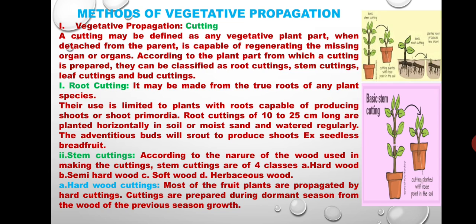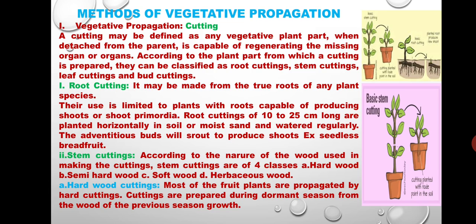It may be made from the true roots of any plant species. Their use is limited to plants with roots capable of producing shoots or shoot primordia. Root cuttings of 10 to 25 centimeters long are planted horizontally in soil or moist sand and watered regularly. The adventitious buds will sprout to produce shoots. Example: seedless breadfruit.